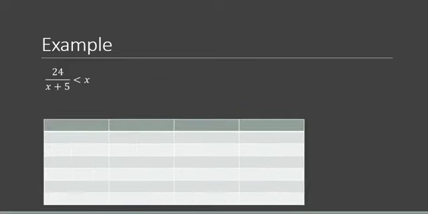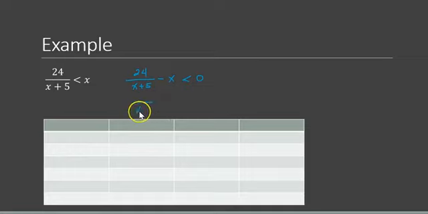Let's have our last example. So again, if you look at the problem, you have an x on the right side. So we have to transpose your x to the left side so that we have a 0 here. And we have to simplify this fraction here.